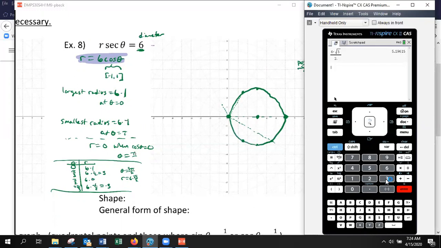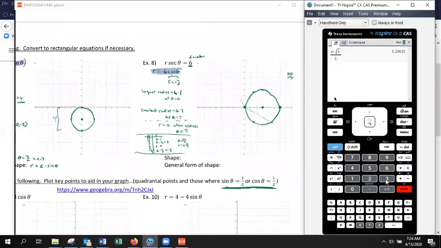So just to fill in the rest of our notes, our shape is going to be a circle on the polar axis, with, let's go ahead and say, radius of 3, or you could say diameter of 6. And the general form of the shape is if we end up with r secant theta is k, or r equals k cosine theta. More specifically, we should see it as r equals k cosine theta.